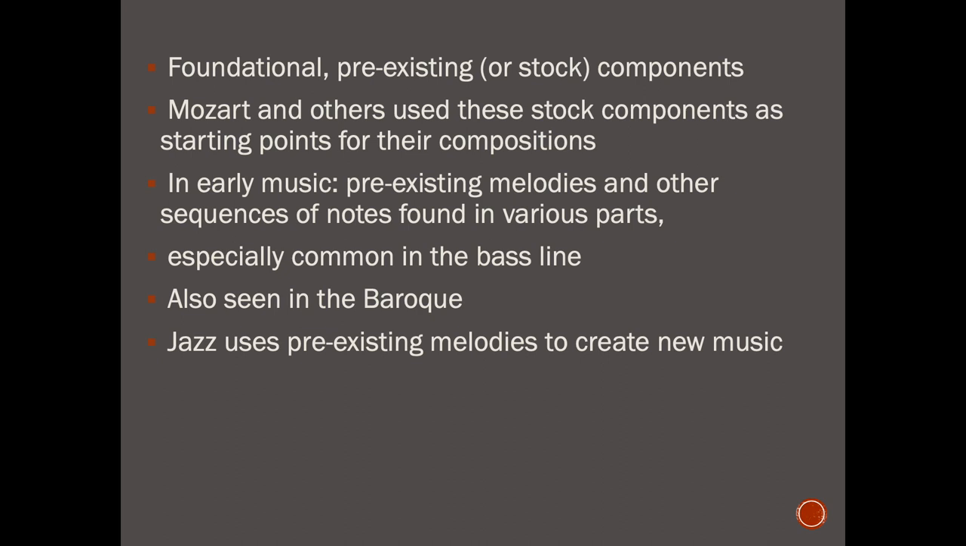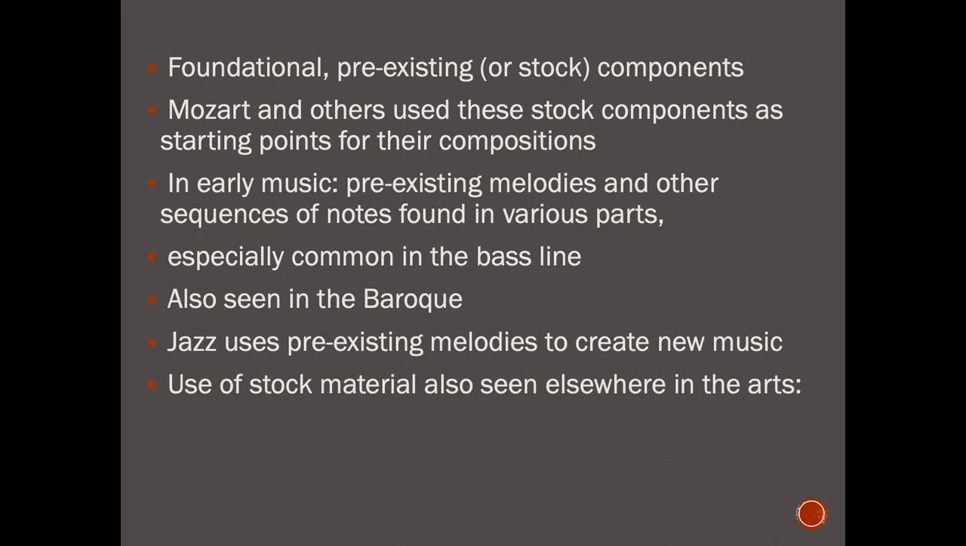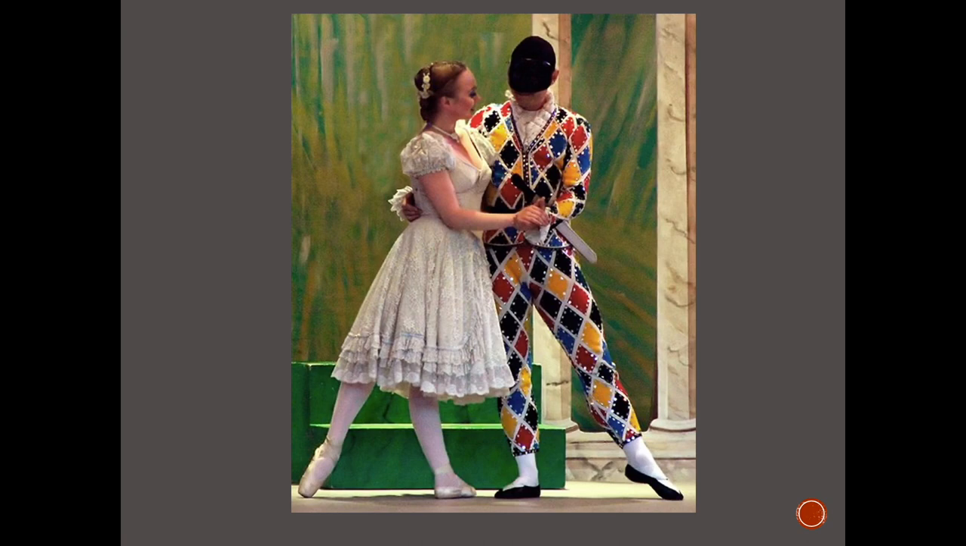We also see this stock material sometimes in other areas in the arts. One of the most obvious places that we could go for that would be the Commedia dell'arte from centuries ago, the theatrical tradition that continues on into modern time. There we find stock recognizable characters who have assigned personality traits that appear again and again in original pieces of theatrical work. So just for an example of some of these characters, we have Colombina and Harlequin as examples.